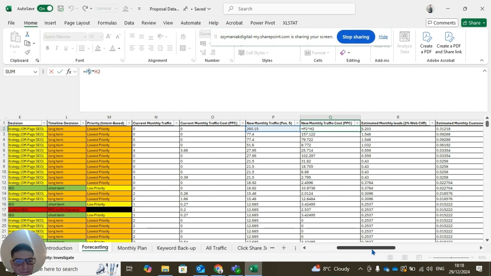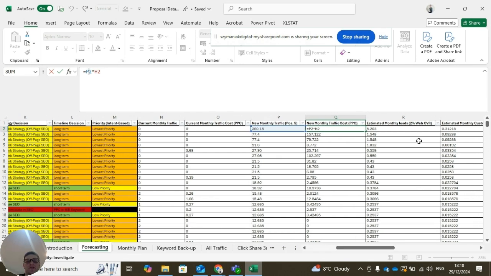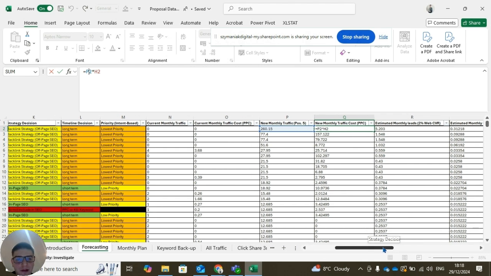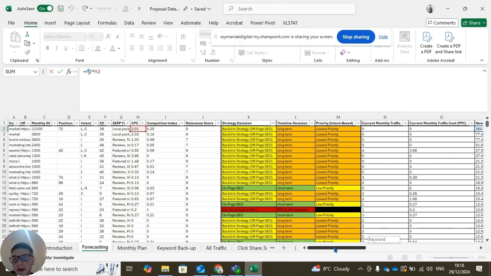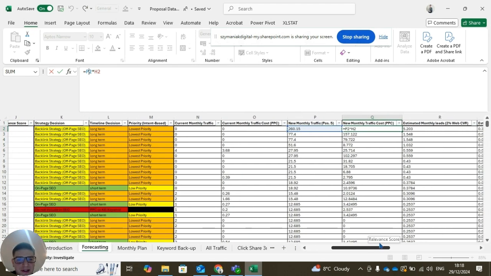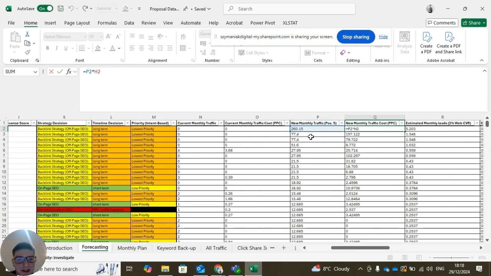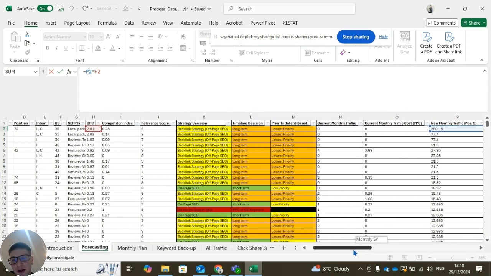After a 12-month period, we calculated that we would get this amount of traffic for each keyword based on the click-through rate and estimated average position 5. For each of these keywords, if you leave SEO out, you would have that traffic after 12 months, and you would just multiply it by the cost per click. So for this scenario we're multiplying 260 monthly clicks, the monthly traffic, by the cost per click.